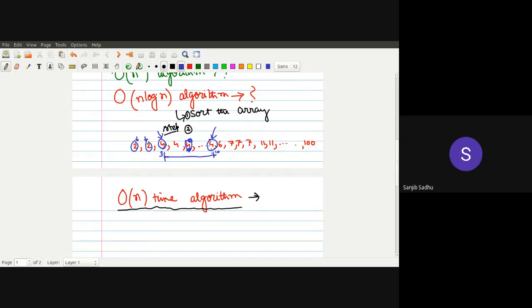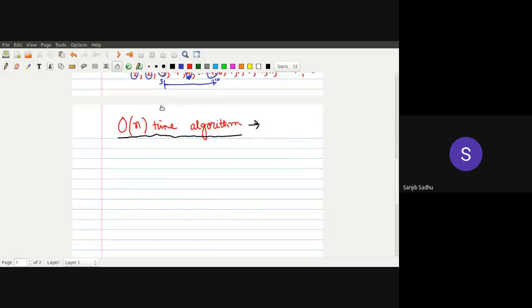Now, my objective is to find the solution in linear time. Again, I am writing here the array elements x1 to xn, n elements are there, and we want to find the majority element in linear time. So how can we do that in linear time? This is our objective.